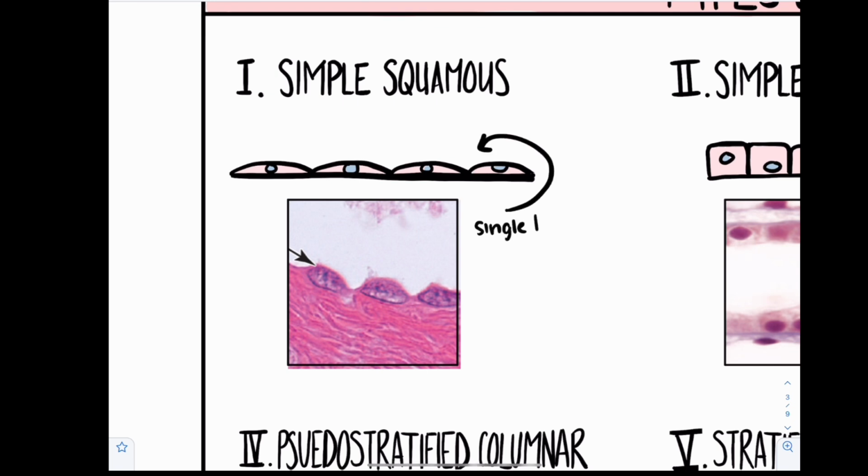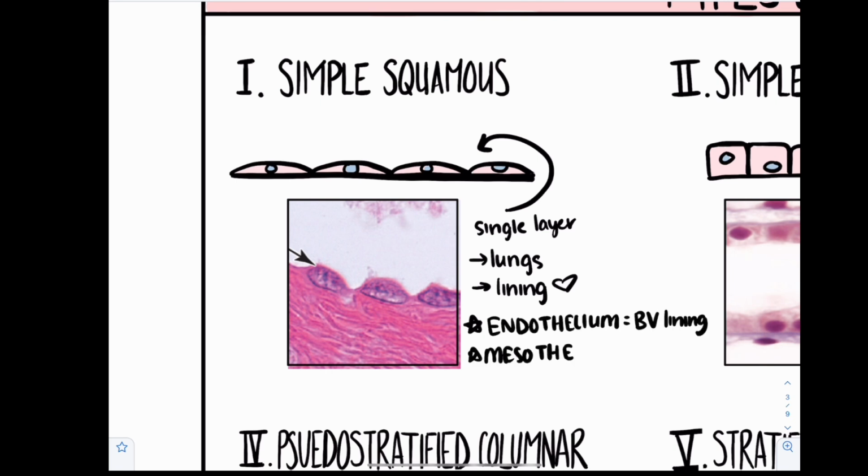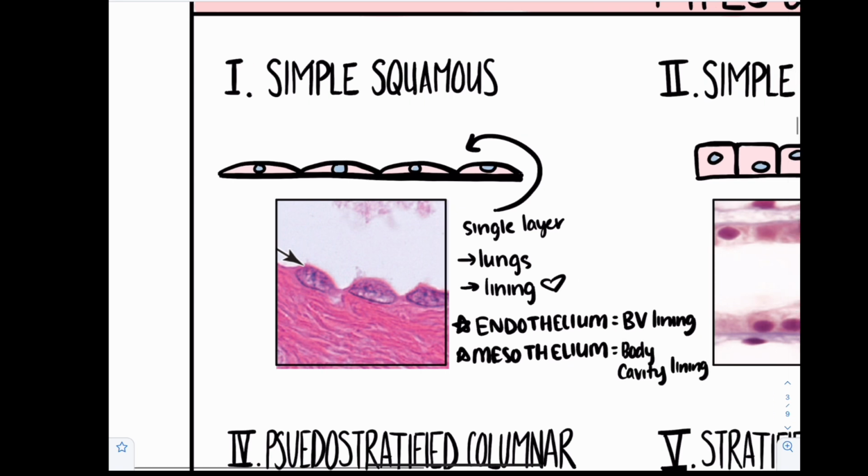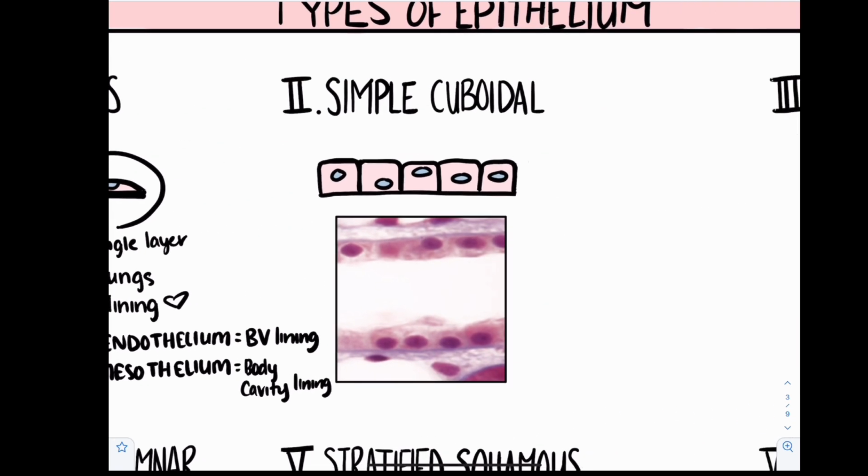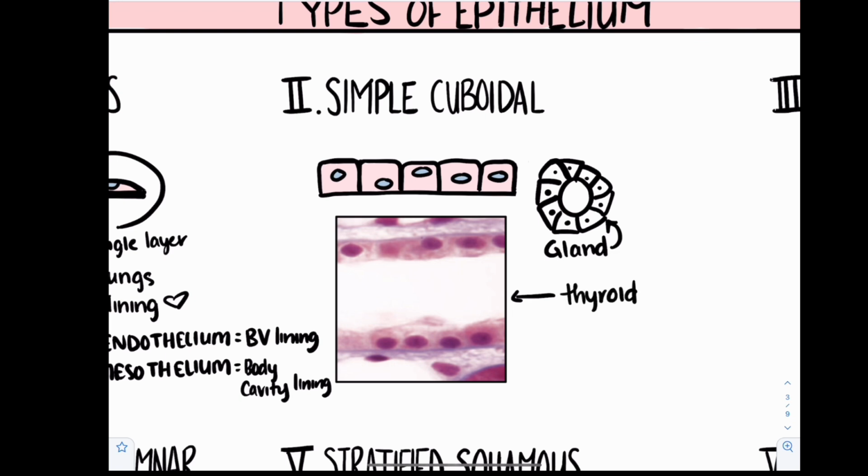Simple squamous is a single layer of flat cells, simple meaning one layer and squamous meaning flat. This type of tissue is found in the lungs and lining of the heart, and there are two specific types of simple squamous tissues you should be aware of. Endothelium lines blood vessels, and mesothelium lines body cavities. Now, if we change the shape from flat to cubes, we get simple cuboidal tissue. These are commonly found within organs with lots of glands, such as the thyroid and the kidneys.